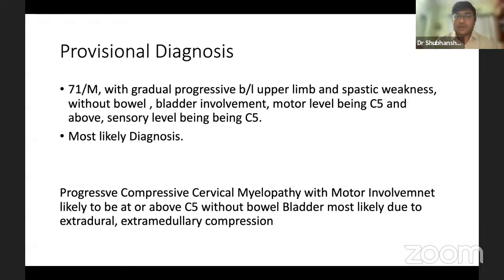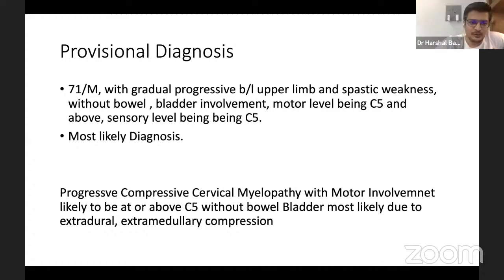So compressive myelopathy has a gradual onset, while non-compressive has an acute onset. Then the compressive myelopathy will have an asymmetric involvement, while a non-compressive will have a symmetric involvement. As I said, there will be an ascending type of weakness in a compressive myelopathy, while in a non-compressive, it is most likely to be a descending type. And non-compressive myelopathies are mostly associated with lower motor neuron type of lesions leading to hypotonia, while compressive myelopathy is mostly associated with spasticity, increased tone.